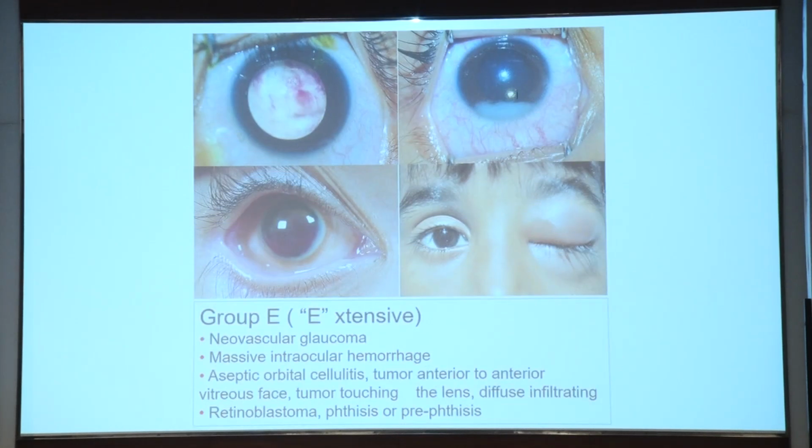Now we have group E. E is an advanced intraocular retinoblastoma where we have all the clinical risk factors which can have a possibility of a systemic micrometastasis, including neovascular glaucoma, massive intraocular hemorrhage, aseptic orbital cellulitis, and that is due to necrosis of a large tumor which actually presents like an inflammation. And after a very bad inflammation, in fact, these eyes can go for phthisis also. The entire structure is altered, and then you can even have a phthisis bulbi in retinoblastoma, and that is group E.